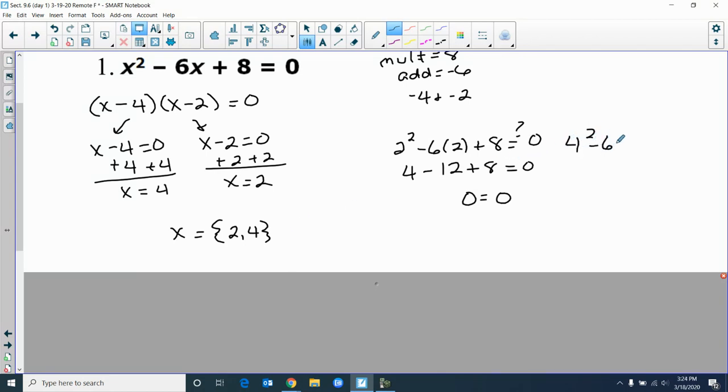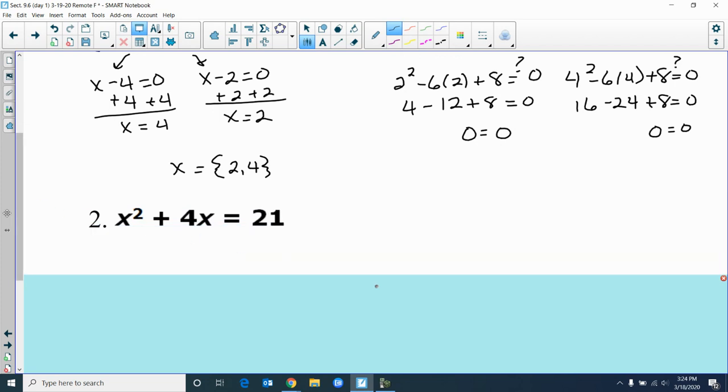4 squared minus 6 times 4 plus 8 equals 0. That's 16 minus 24 plus 8 equals 0. 16 minus 24 is negative 8. Negative 8 plus 8 is 0. So they both work. They're two distinct answers.